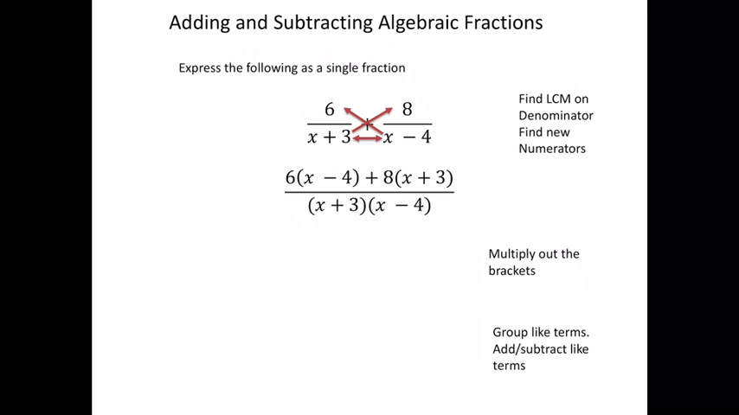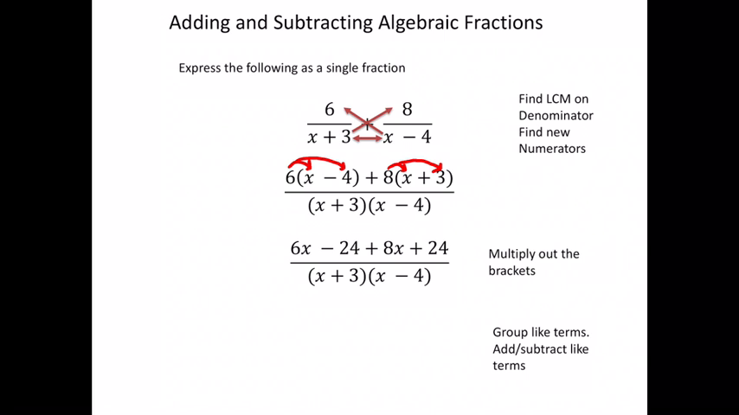This gives us 6 times x minus 4 plus 8 times x plus 3 over x plus 3 times x minus 4. And from here, we're going to multiply out the brackets, but just on the top. Anything outside the brackets, remember, is multiplied by everything inside the brackets. This leaves us with 6 times x, which is 6x. 6 times minus 4 gives us minus 24. Plus 8 times x gives us plus 8x. Plus 8 times 3 gives us plus 24. All over our bottom, not multiplied out, x plus 3 times x minus 4.